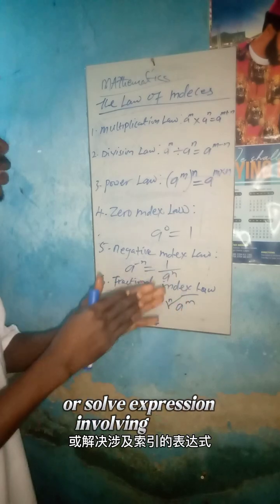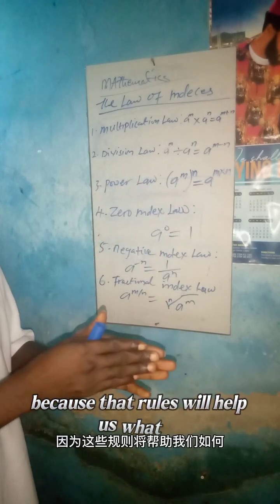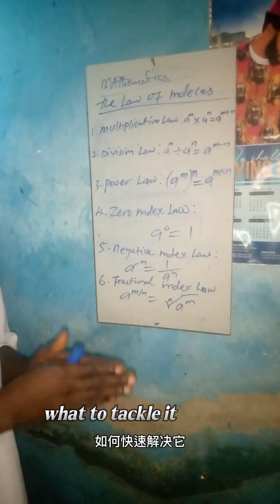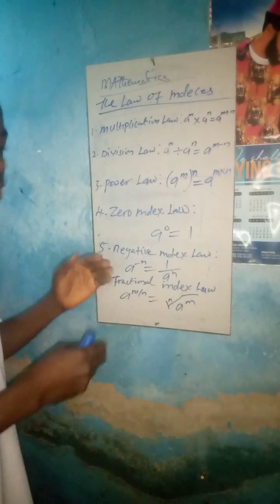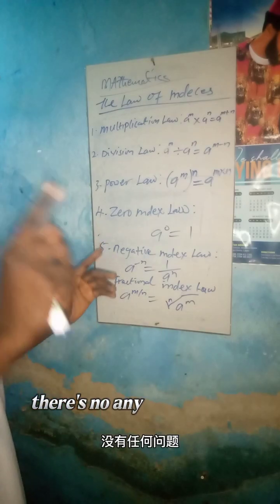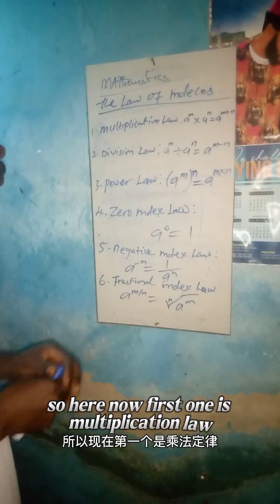So now, for you to effectively work with indices or solve expressions involving indices, you need to follow a set of rules, because those rules will help us to tackle it quickly. And those rules range from 1 to 6. If you can master these rules, you have no problem with indices. There is no problem that comes with indices that you cannot solve. So here now, the first one is the multiplication law.